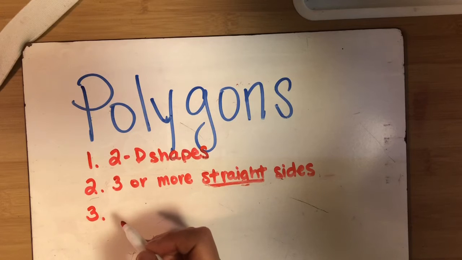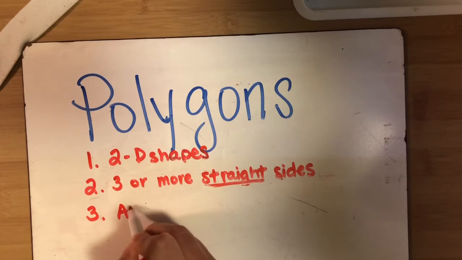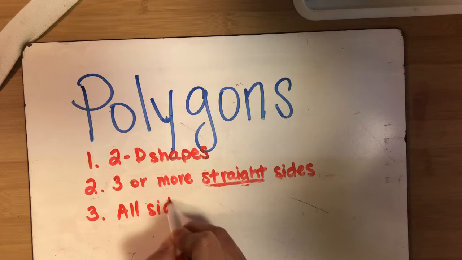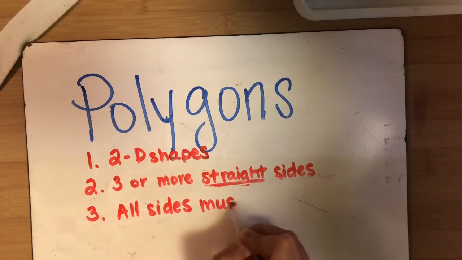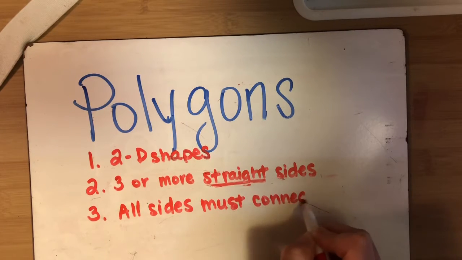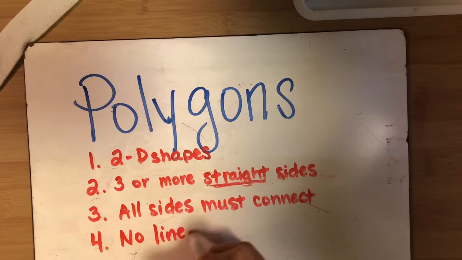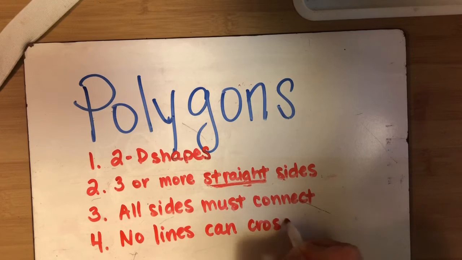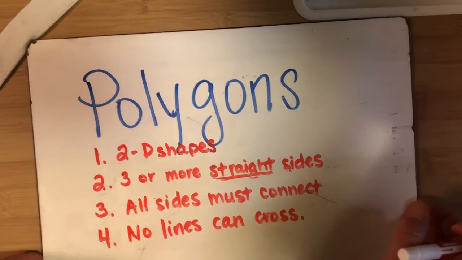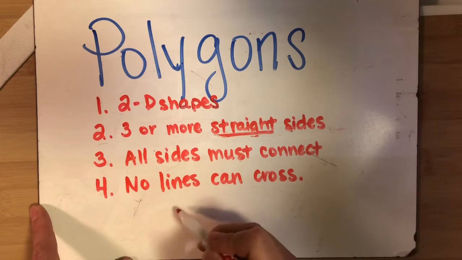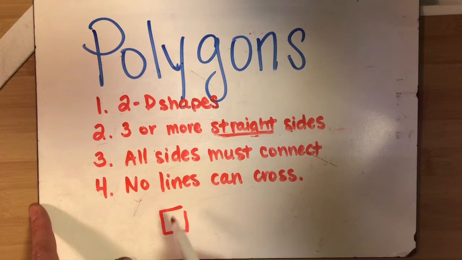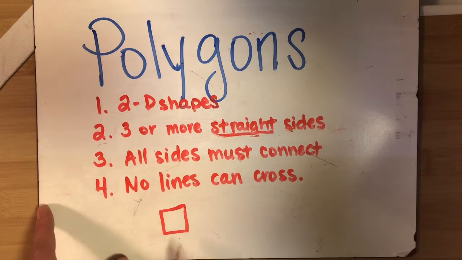And the next rule is that all sides must connect. And the 4th rule is no lines can cross. Well, what that means is something like this. That is not a polygon because it is not closed. If I close it, then I have a rectangle. That's a polygon. I can't have something that crosses either.